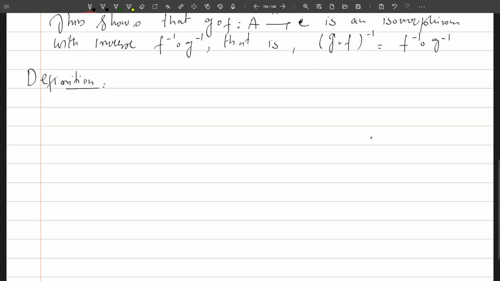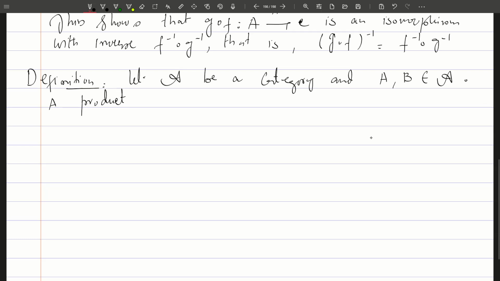So let us consider a category. So let this fancy A be a category, and suppose A and B belong to the category A. I mean A and B are the objects. Now a product of A and B, I mean these two objects, is an object which we denote by A times B.